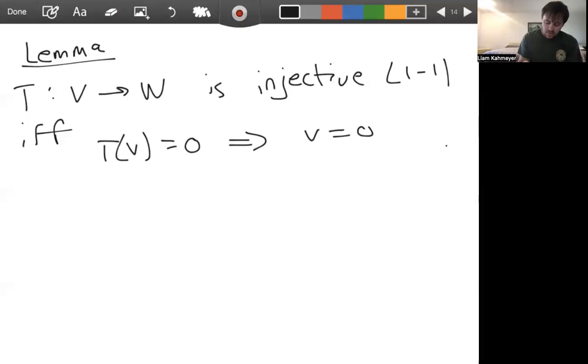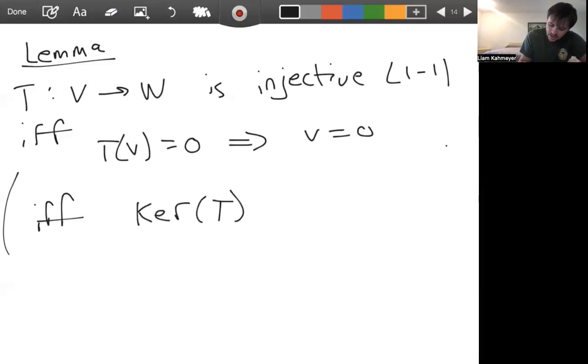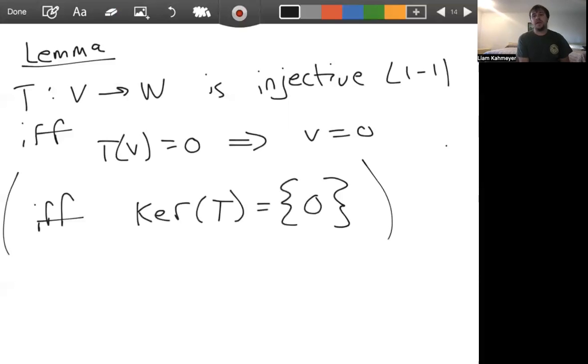Reworded in the context of the kernel, this is if and only if the kernel of T is trivial, meaning the kernel is one element, and that is the additive identity. This would be the additive identity of V. This would be the additive identity of W. Because again, a priori, they could be different if you are mapping between two different vector spaces.